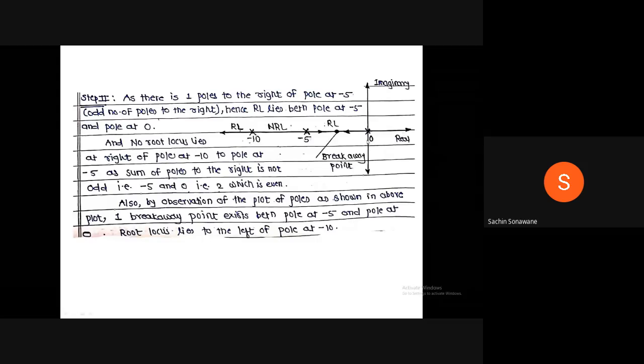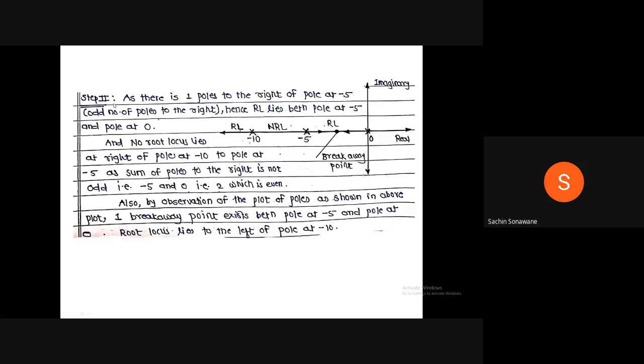Now go to 0. Towards the right side of 0, the number of poles and zeros is 0. Therefore, there is no root locus region towards the right side of 0. Now go to minus 5. Towards the right side of minus 5, the number of poles and zeros is 1. Therefore, between minus 5 and 0, the root locus region exists. Go to minus 10. Towards the right side of minus 10, the number of poles and zeros is 2, which is an even number. Therefore, between minus 10 and minus 5, there is no root locus region. And towards the left side of minus 10 up to minus infinity, the root locus region exists. This is the location of root locus region and no root locus region.